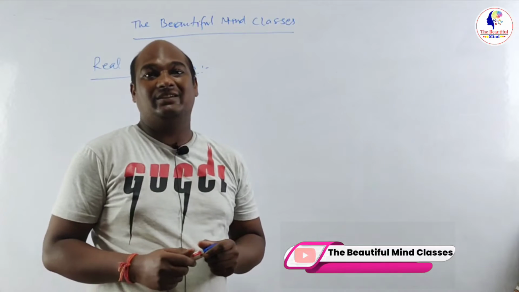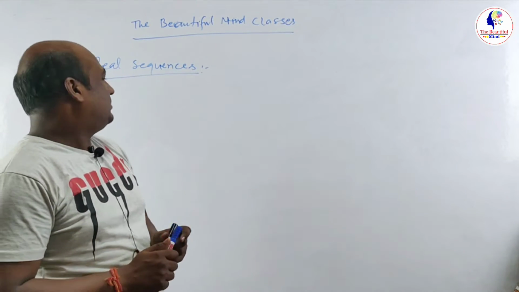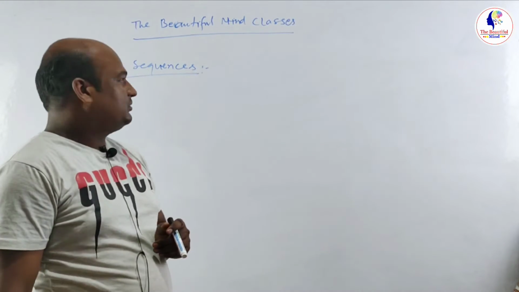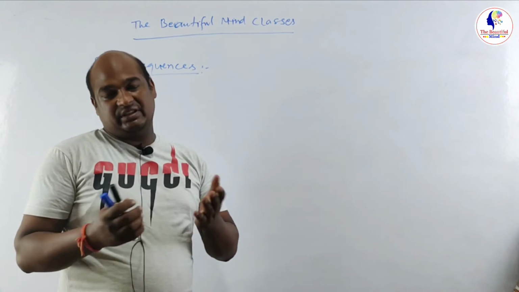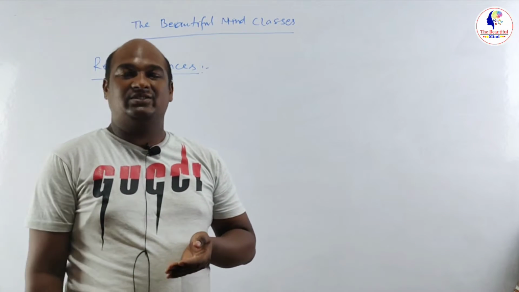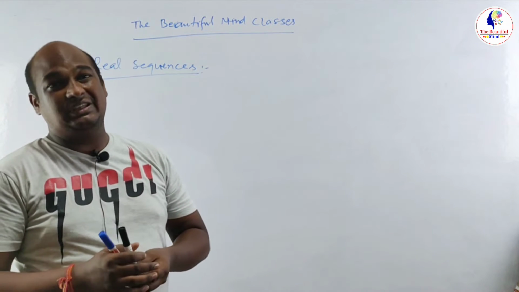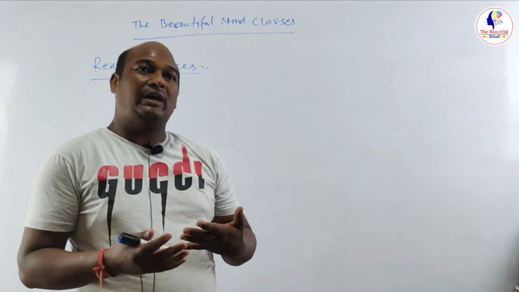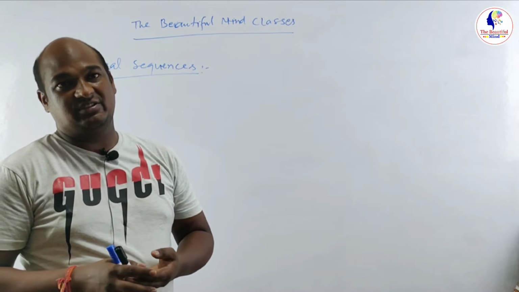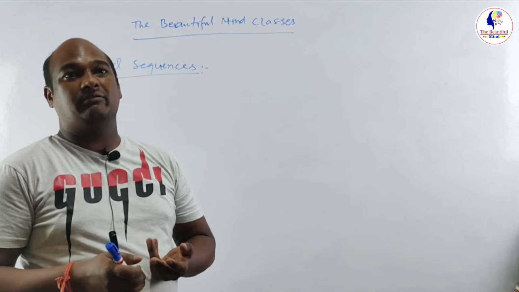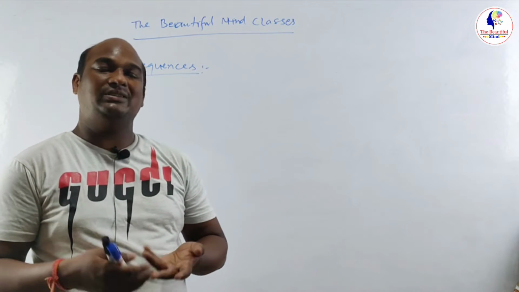Today's topic is real sequences, which is a part of real analysis. So the first thing that comes to our mind is: what is a real sequence? What is basically a sequence? A sequence is basically an order. A sequence is defined by some order. Where there is some ordering, that is called a sequence.